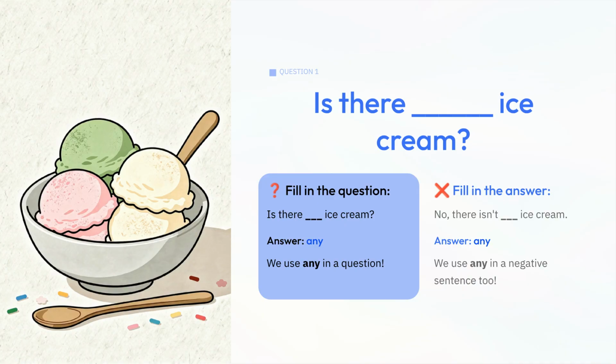Question 1. Is there any ice cream? We use any in a question. Now the answer. No, there isn't any ice cream. The correct word is any. We use any in negative sentences too.